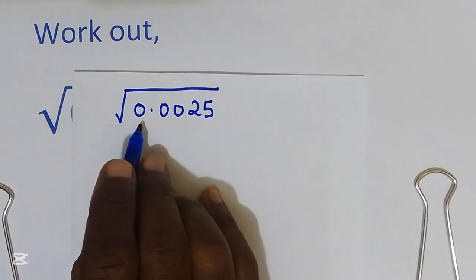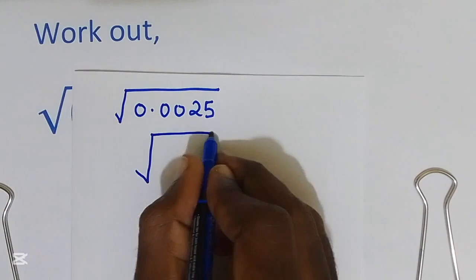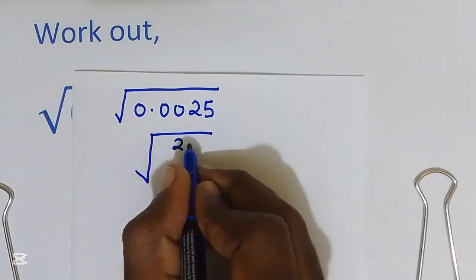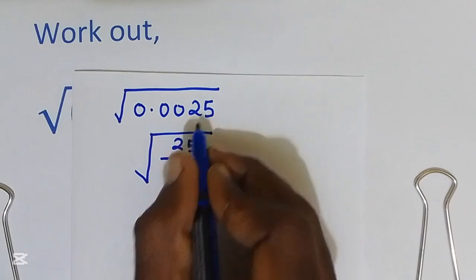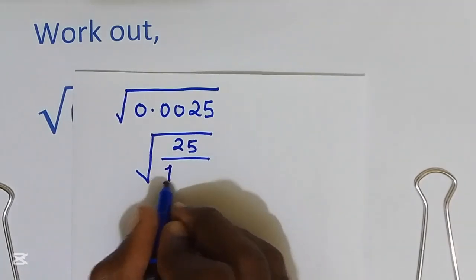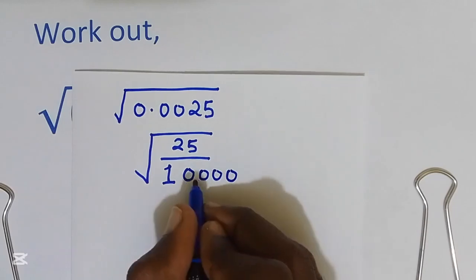So let us change this into a fraction. That is going to be 25 over, we have 1, 2, 3, 4 decimal places. That is over 10,000.